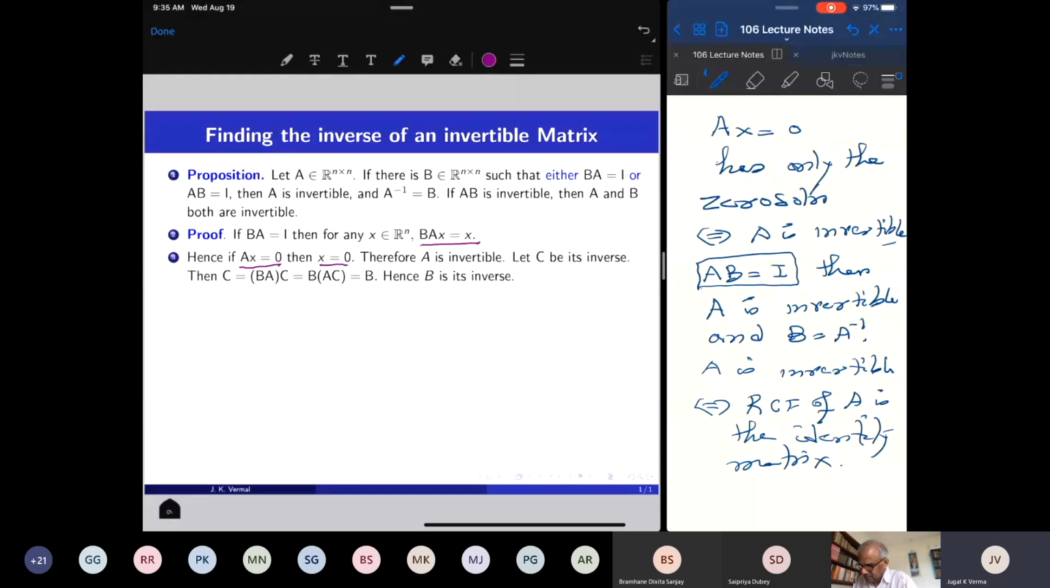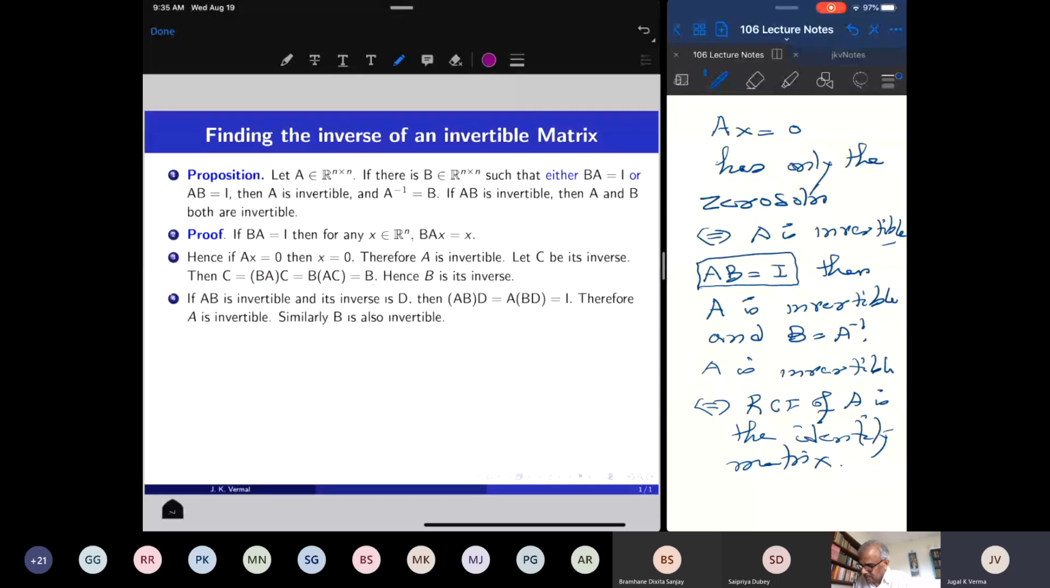And suppose C is its inverse. Then BA is identity. So C is equal to BA times C, and that is equal to B times AC. And C is the inverse of A. So AC is identity, and therefore BAC is equal to B. And therefore the inverse of A is actually this matrix B. Okay. So hence B is the inverse. And by a similar technique, we can prove the other criteria.